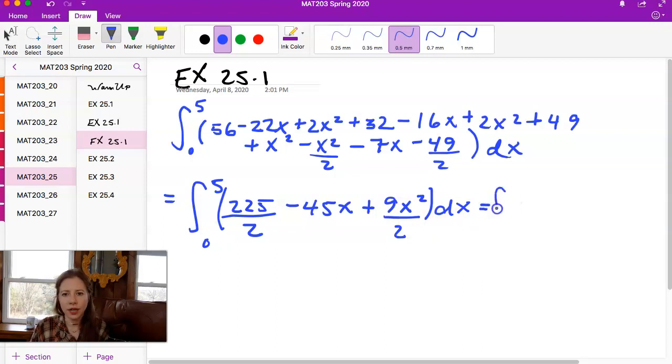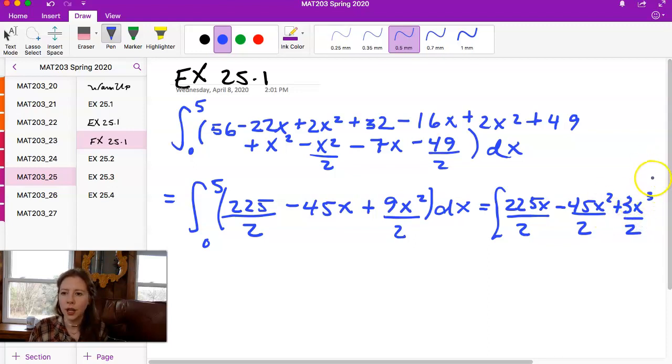So now we just need to integrate in terms of x. And so that is going to give us 225x over 2 minus 45x squared over 2 plus 9x cubed over 3 times 2, so 9x cubed over 6, which will be 3x cubed over 2. And that is going to be evaluated from 0 to 5.